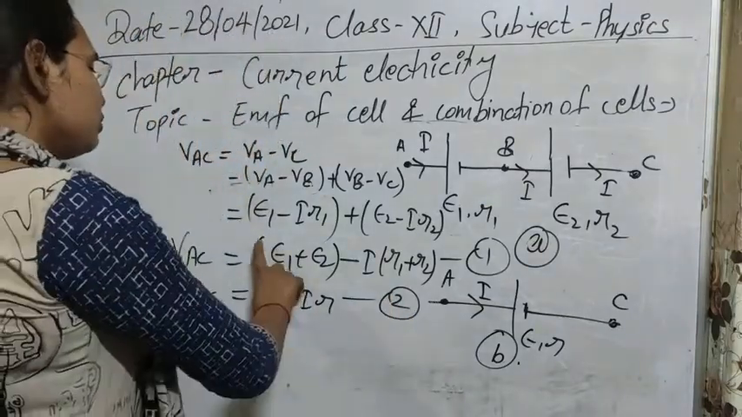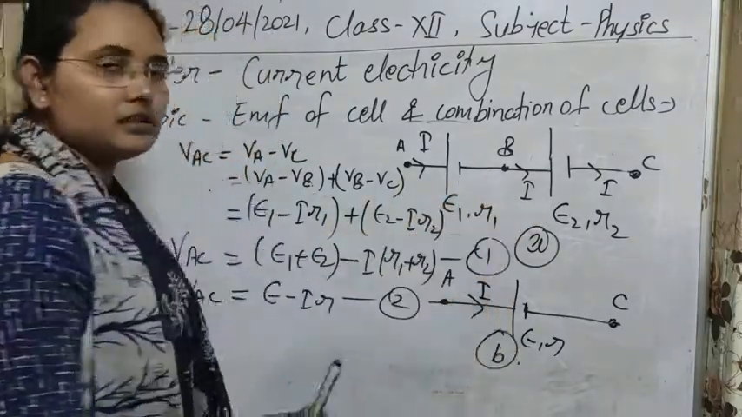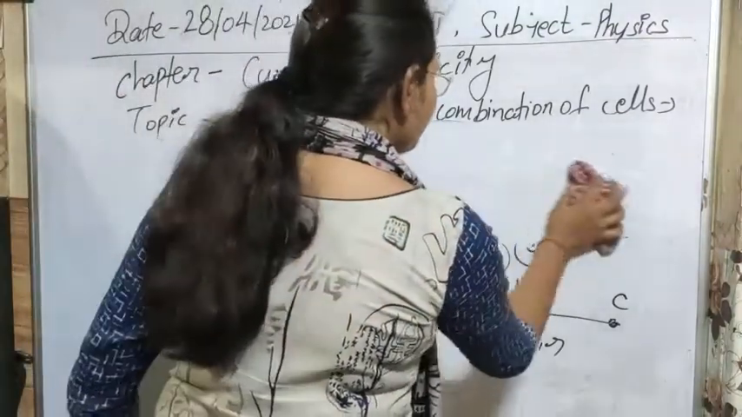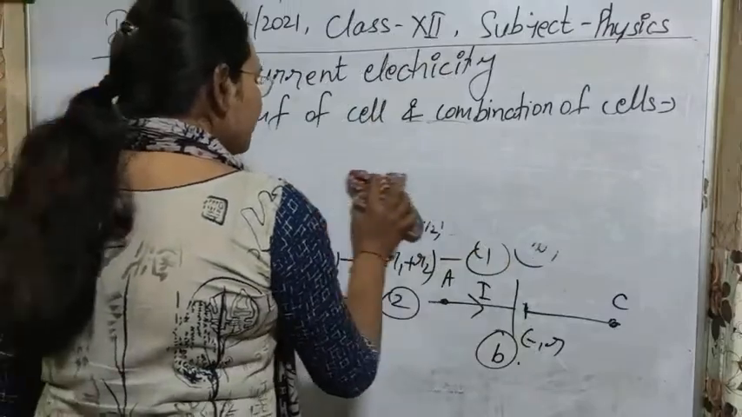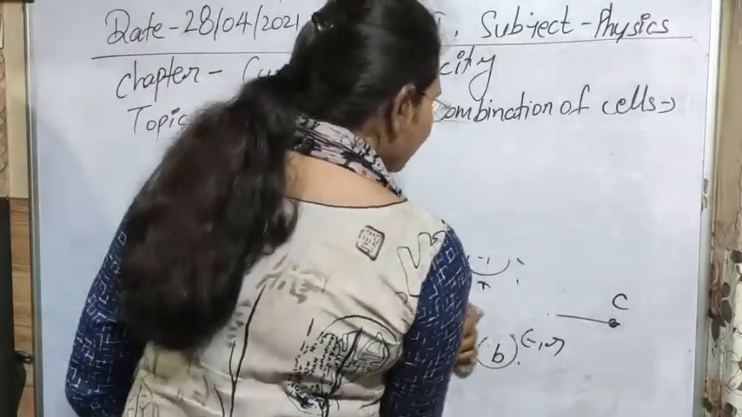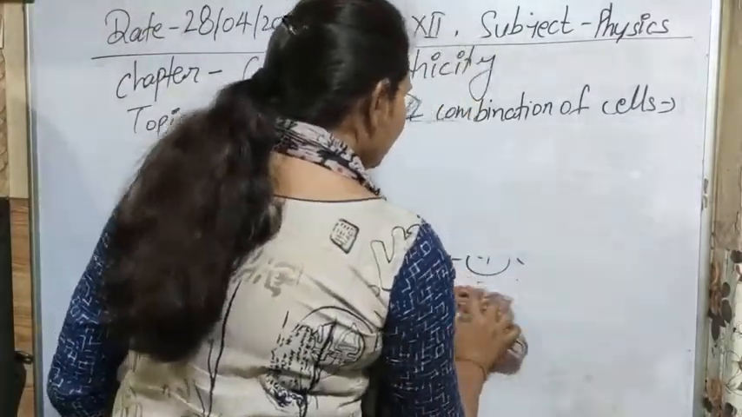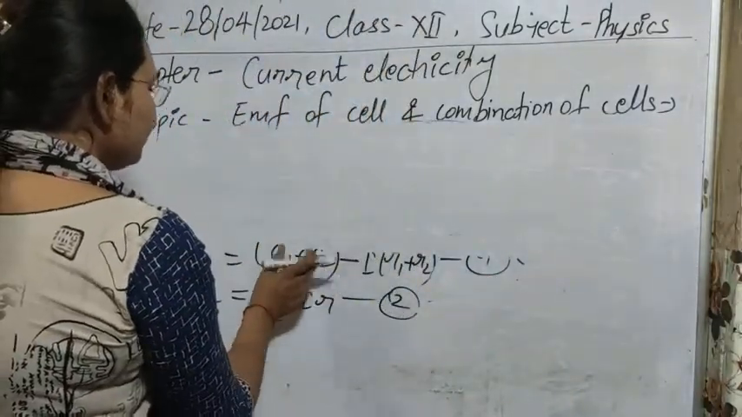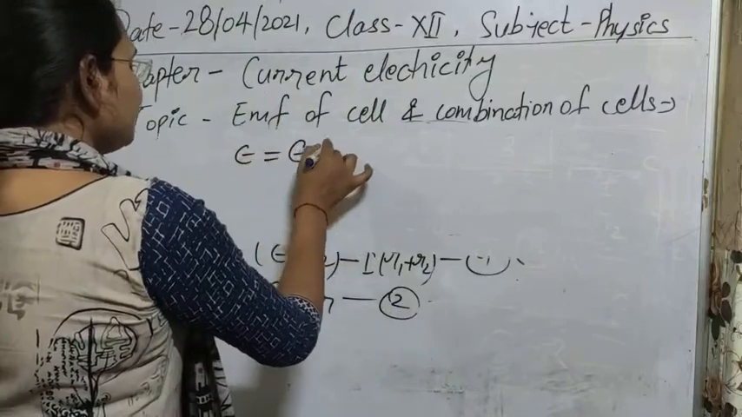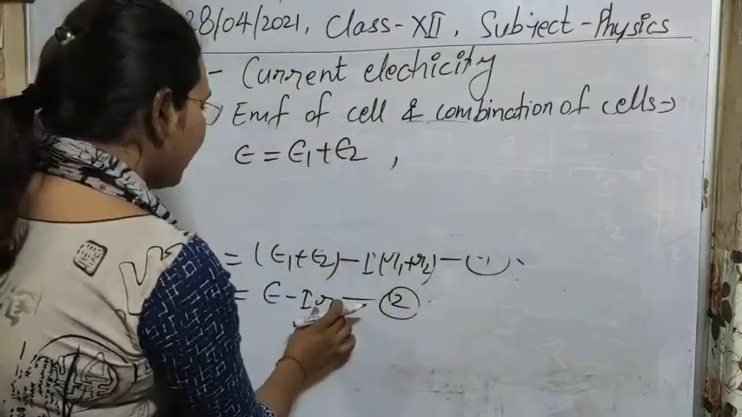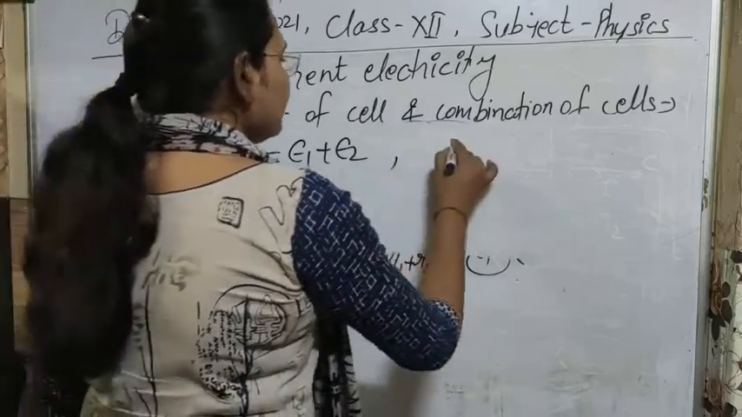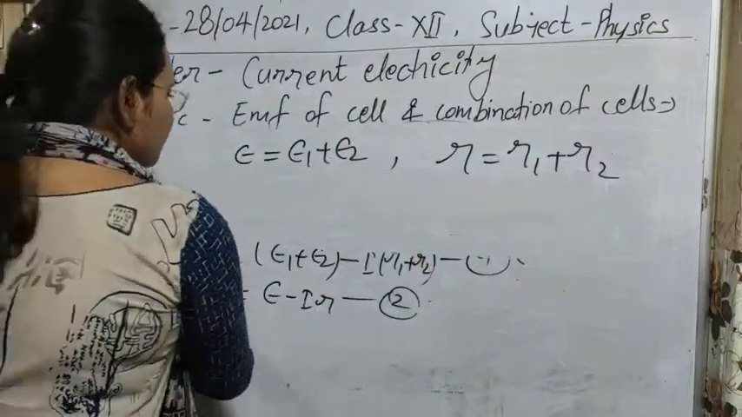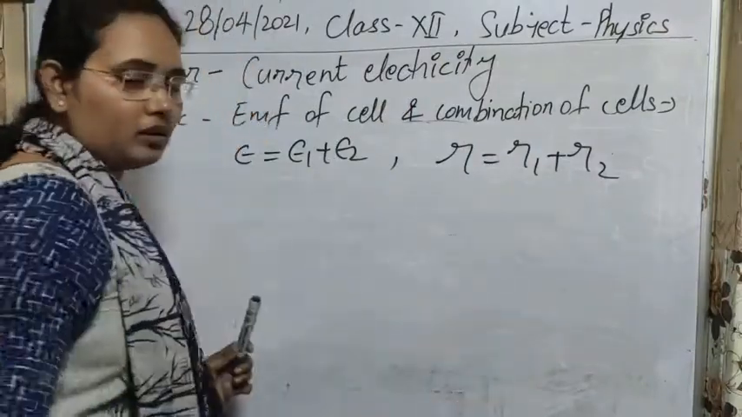As these two are the same thing, a combination of two cells in series replaced by one cell in figure B, we can compare these two equations. After comparing, epsilon is equal to epsilon 1 plus epsilon 2, and R is equal to R1 plus R2. This shows the combination of cells.